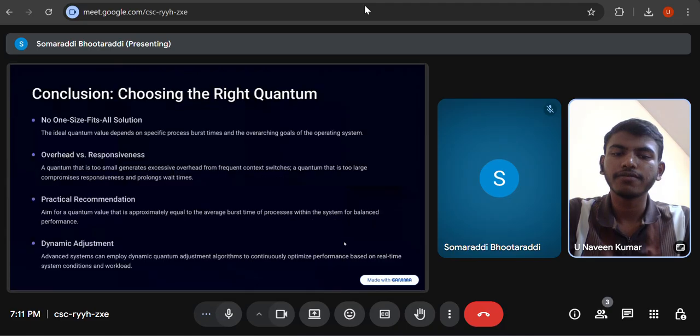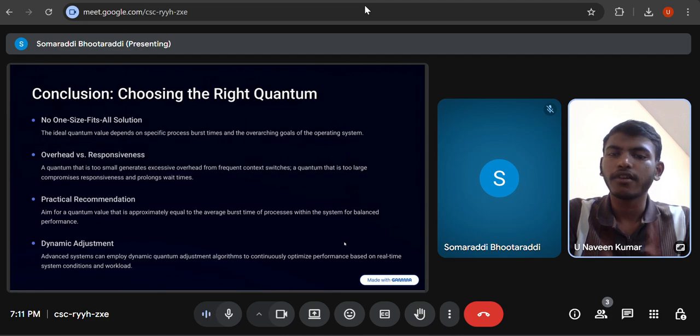And the next slide is the conclusion. It means we have no universal quantum, no one size fits all solution. Different systems and workloads need different quantum values. In the operating system, we have goals like burst time and process specific.